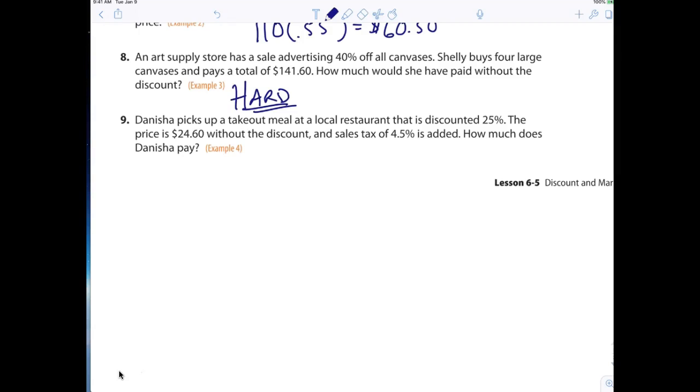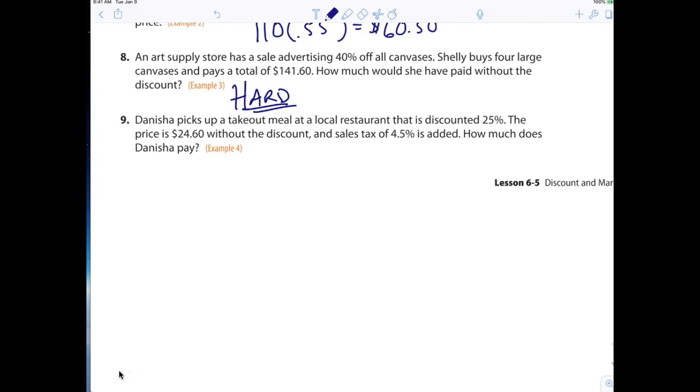Listen to me now. Make sure it makes sense. One more time. You ready? Here we go. You're buying something. Something is on sale 40% off. So that means you only have to pay what percent? 60%. So this price represents what? 60% of the original. Listen to what I'm saying. It's got to make sense. This price represents 60% of the original. Do you agree with that?